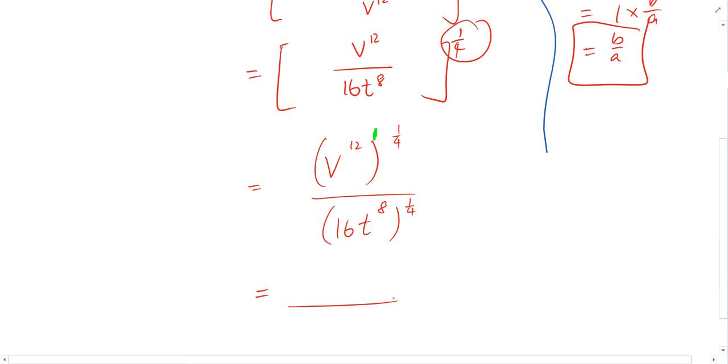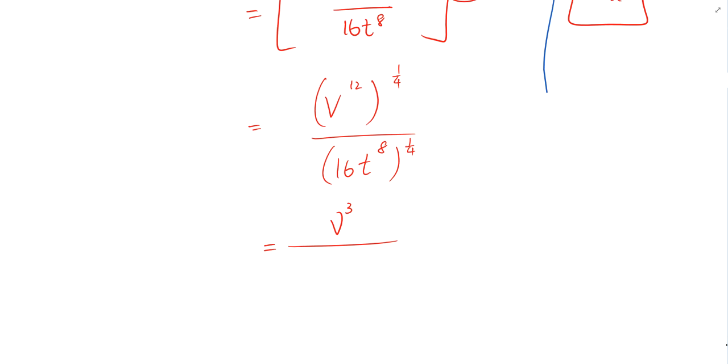So in our numerator, we've got v power 12 power 1/4. What shall we do with all the powers? Multiply them together. So we get v power 3, because 12 divided by 4 is 3. Now what about the denominator? The 1/4 over here belongs to t power 8 or 16 also? 16 as well. Okay, so what is 16 to the power of 1/4? Good. Then t power 8 power 1/4? 8 times 1/4 is 2. So that's the answer.